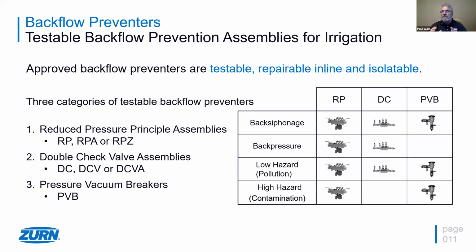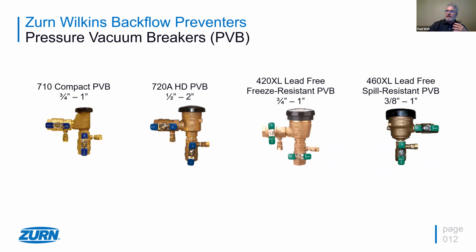That's very unique, because if you look at the RP versus the PVB, both high hazard devices, that's the direction codes are going. Now you've got to know when to put in a PVB versus when to put in an RP. And that's why in my presentation, I have a section later that says, when do we select an RP over a PVB? And we'll cover that here in a little bit. So let's take a look at what some of the PVBs look like.